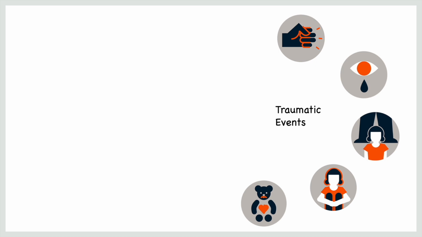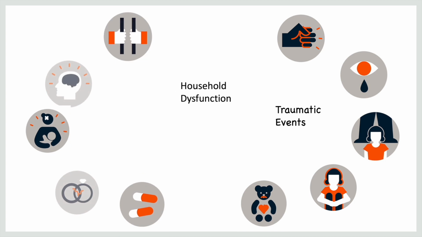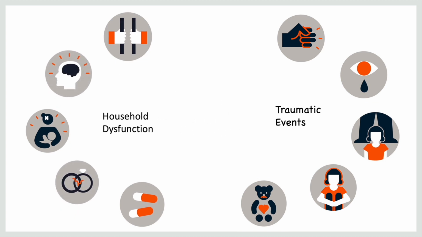Then we have the second category, which is household dysfunction. This category indicates all those home situations that are to some extent problematic or different from the normal ways of functioning in a household. Examples of household dysfunctions are divorce or separation, domestic violence, or living with adults who are suffering from a mental illness.